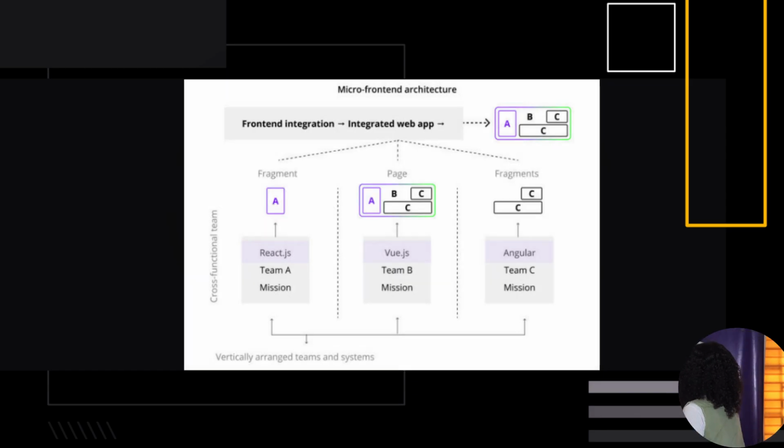This is an example of micro frontend architecture. Let's say team A is in charge of building fragment A. Team A can decide to use React for that feature. Then team B can work on the server side of the application, and team C can use another framework to work on that fragment of the application.